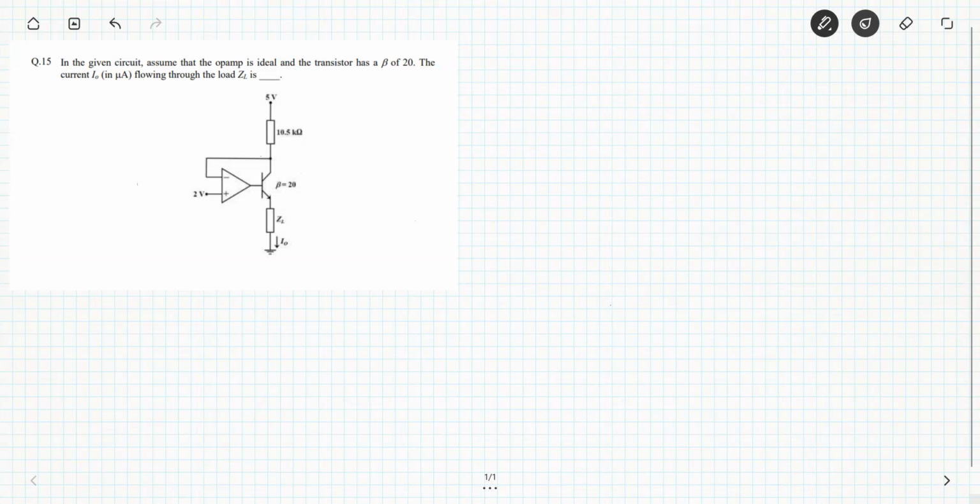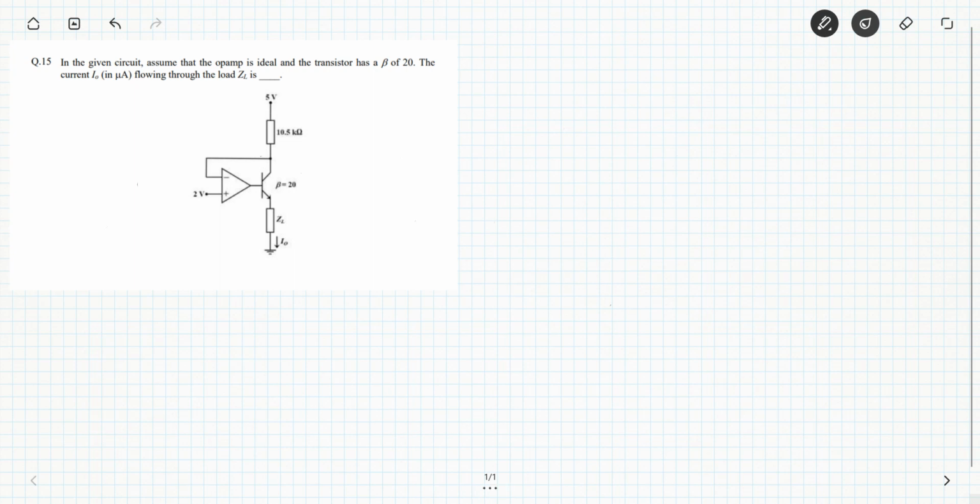Welcome. In this question, we are supposed to find the current flowing through the load ZL. There's a lot of ambiguity around this question. This question is actually from GATE 2018 instrumentation paper. So let's try solving this question logically.